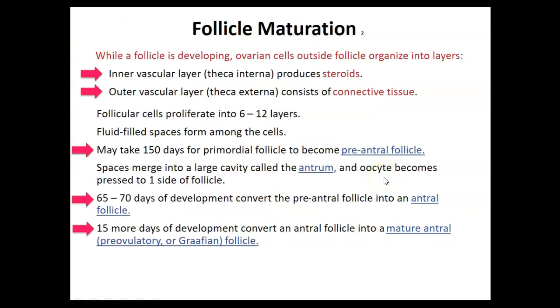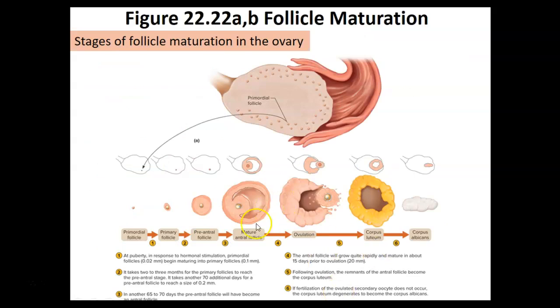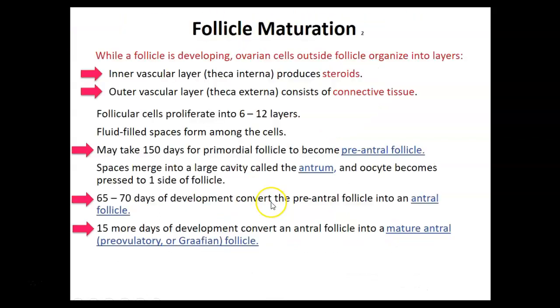All right, so a few more things about follicle maturation before we dive too much deeper. While a follicle is developing, the ovary itself is going to have cells outside of the follicle, arranged into several layers. So I'm going to flip back a slide. When I was talking about the preantral and the mature antral, you see all of these different colors, these gradations starting to appear. That's what I'm going to start talking about now. The innermost layer is called the theca interna, and it produces the steroids. Steroids are going to be estrogen. Estrogen is a steroid hormone.